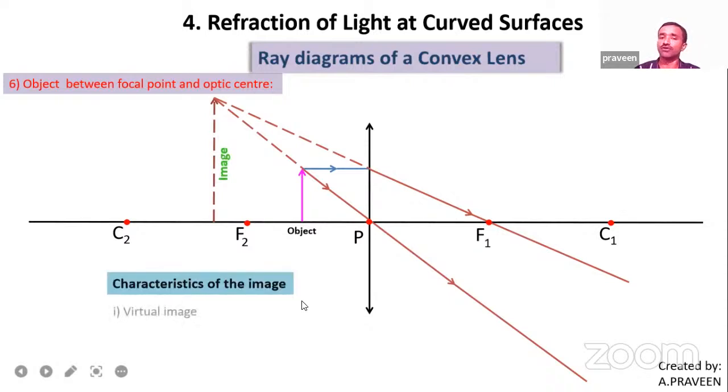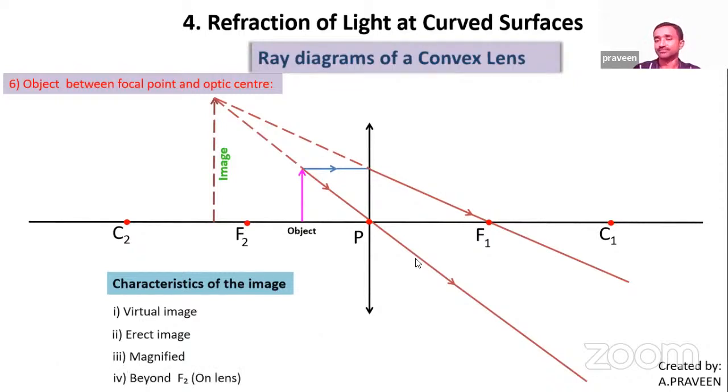Type: virtual image, because the image is obtained with the backward light rays. Then the facing direction is upward, same as your object. So it is virtual and erect. Size compared, the image is enlarged, magnified. Finally, position: beyond F2 on the lens side only. So the virtual image is observed on the object side of the lens. So simple it is.